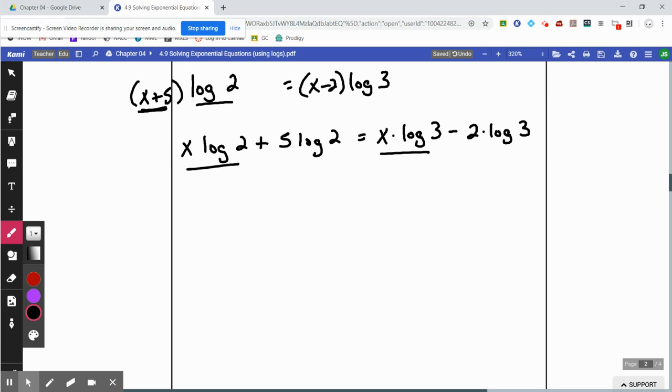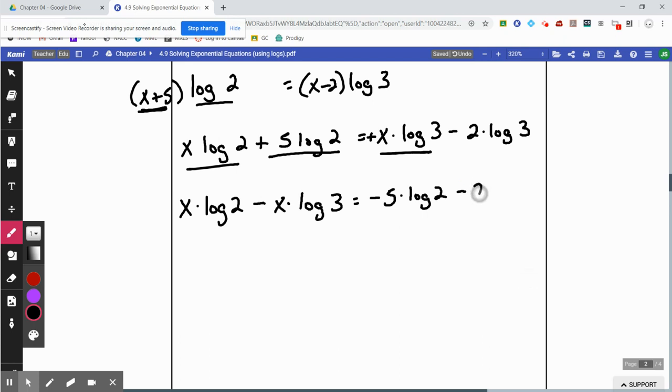Move everything with an x to the same side. So we're going to leave the x times log of 2, and we're going to move this term, which is a positive, over here by doing minus x times log of 3. Anything that does not have an x with it, we're going to move to the other side. So this positive 5 log 2, we're going to move over here by doing minus 5 times log of 2. And you already had the minus 2 times log 3 over here.